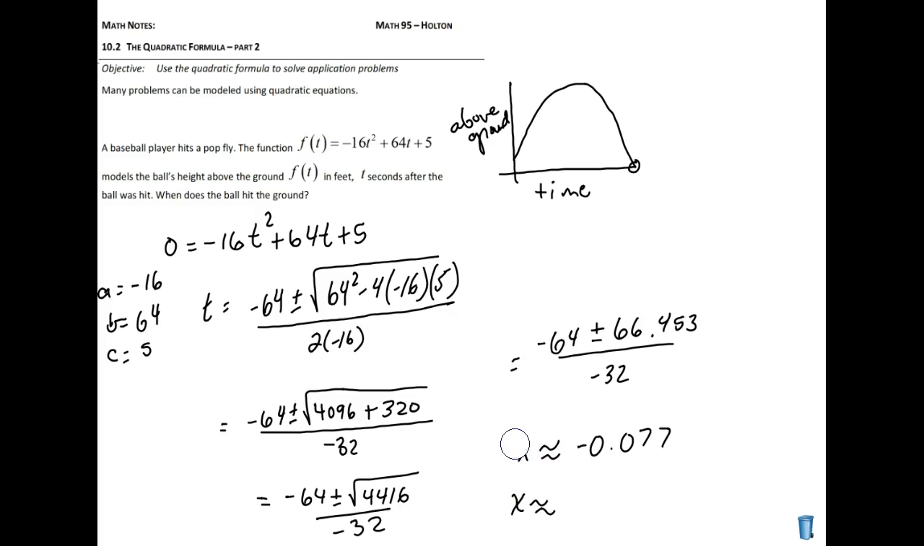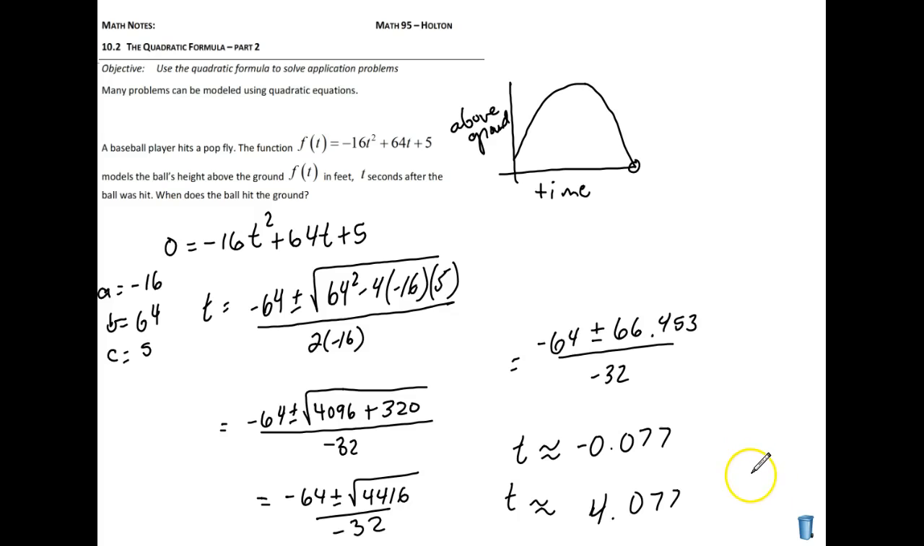Sorry, I have a habit of writing x. Remember again, this is t. What I get is 4.077.